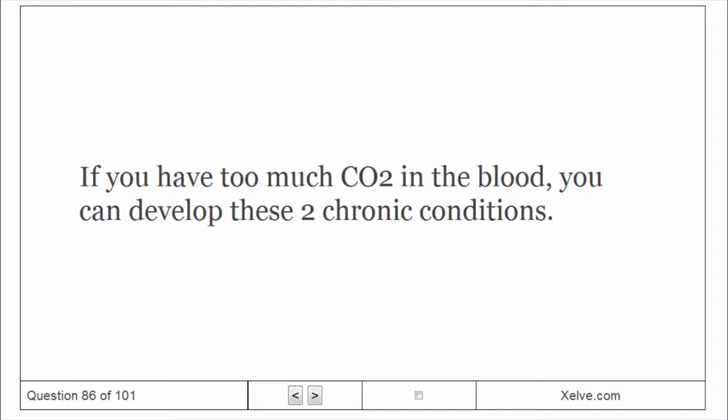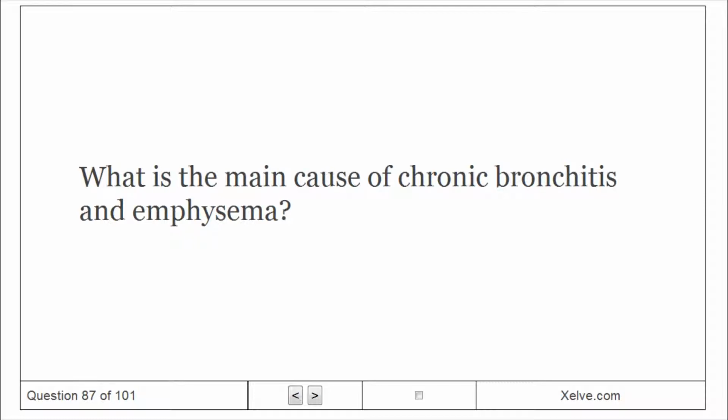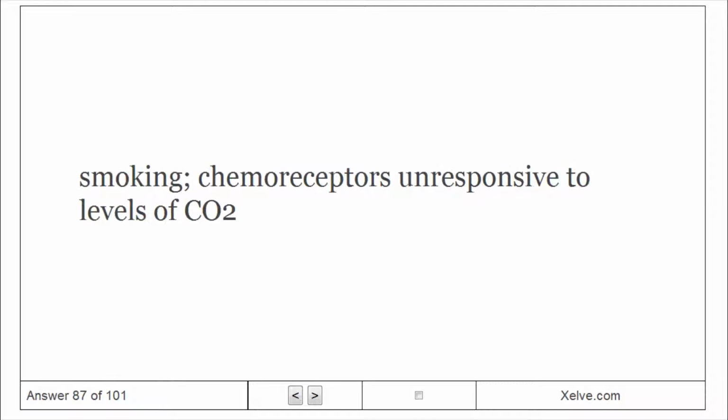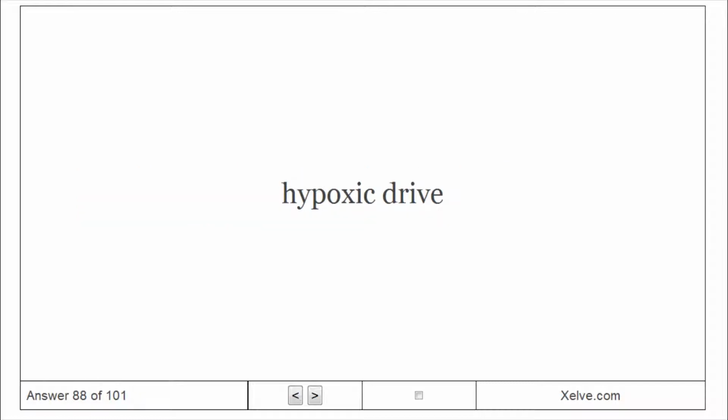If you have too much CO2 in the blood, you can develop these two chronic conditions. Chronic bronchitis, emphysema. What is the main cause of chronic bronchitis and emphysema? Smoking, chemoreceptors unresponsive to levels of CO2. What is the backup system the body has that is regulated by O2 levels instead of CO2 levels? Hypoxic drive.